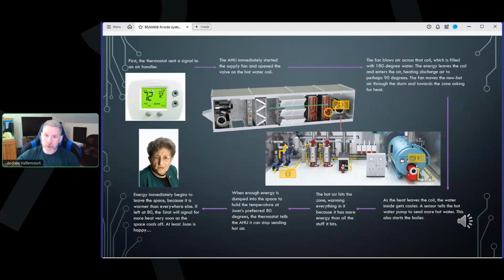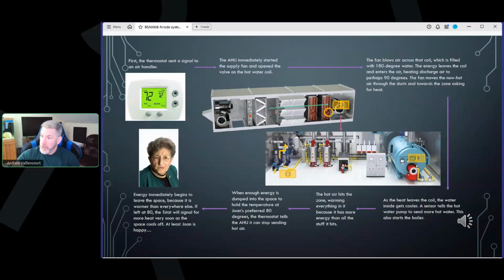That thermostat, boom, is going to send a signal to an air handler. Here's our air handler up here. The air handler immediately starts the supply fan and opens the valve on the hot water coil. Now your water side and your air side have interacted. Hot water flows through the coil. The fan is going to blow air across the coil. Oh, here's our supply fan over here, sorry.